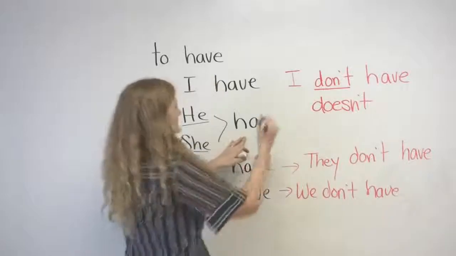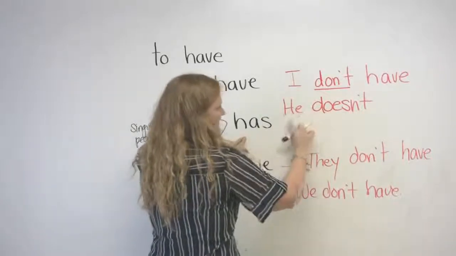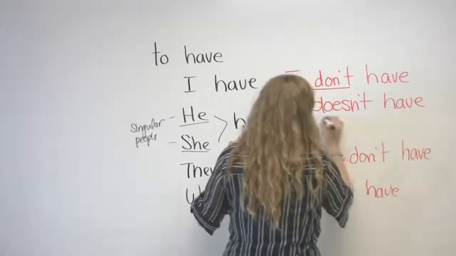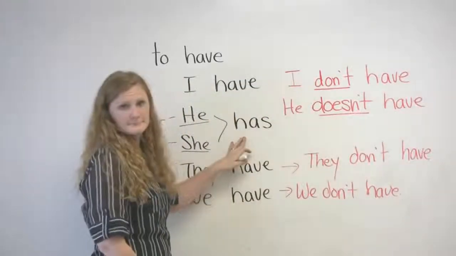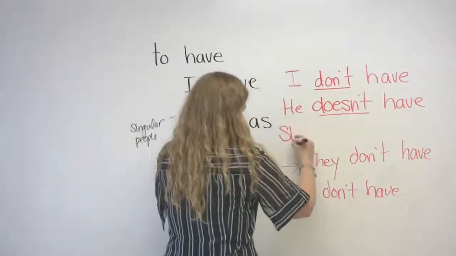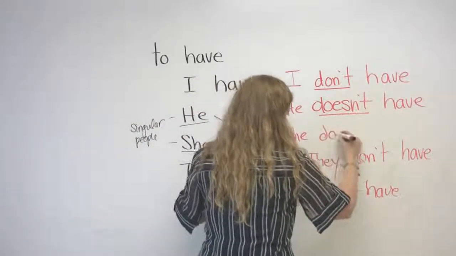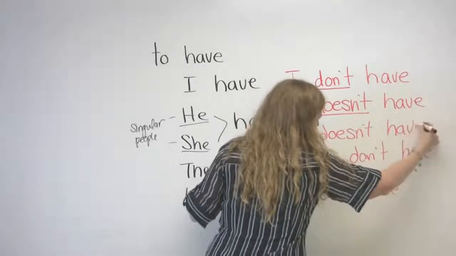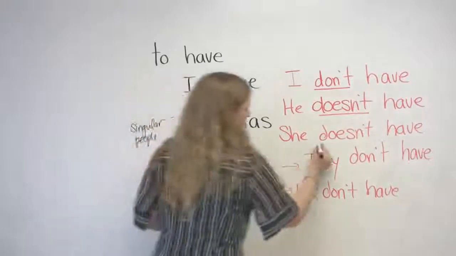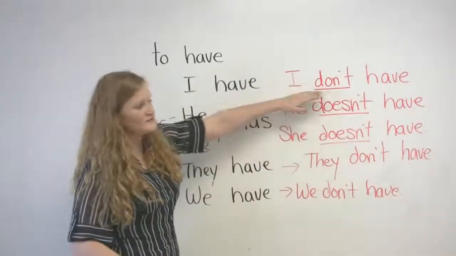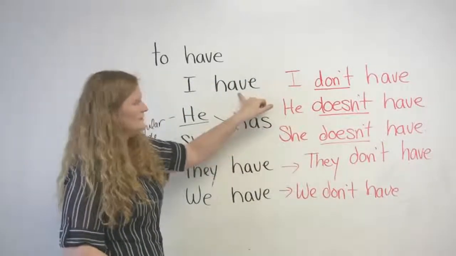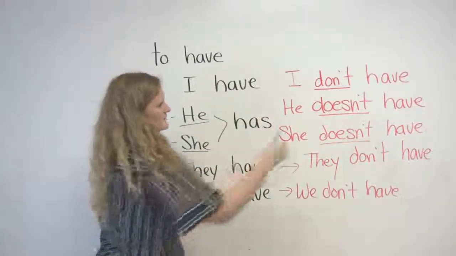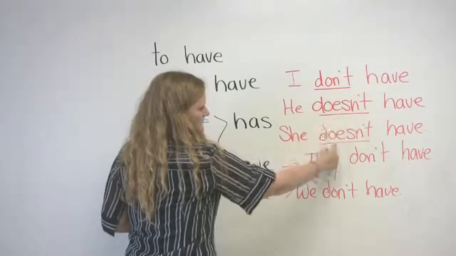So I can say, he doesn't have. And she doesn't have. So, when we use the negative form, we use the verb have for all of them. The one that changes is don't, doesn't, and don't.